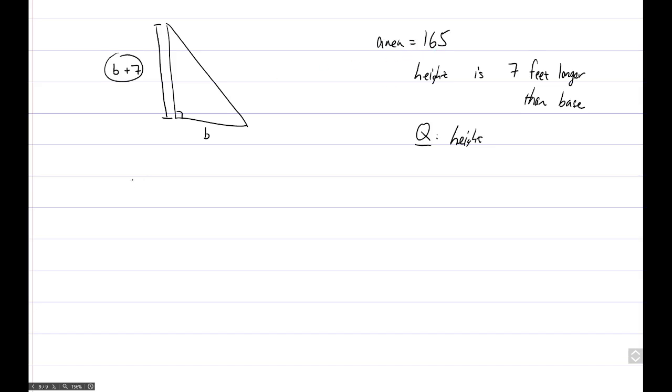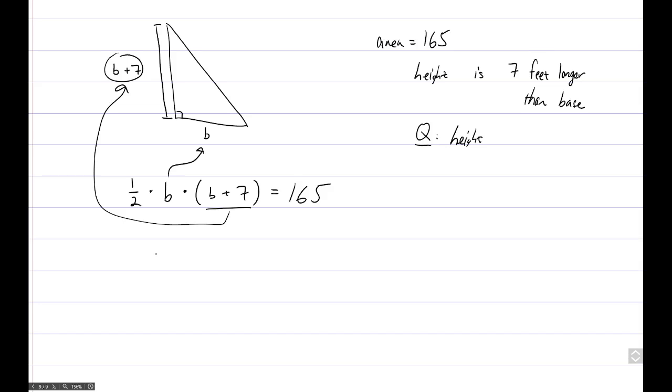So 1 half times the base, so times the b, times the height, which is the b plus 7, is equal to 165. So let me write that cleaner. 1 half times b times b plus 7 is equal to 165.